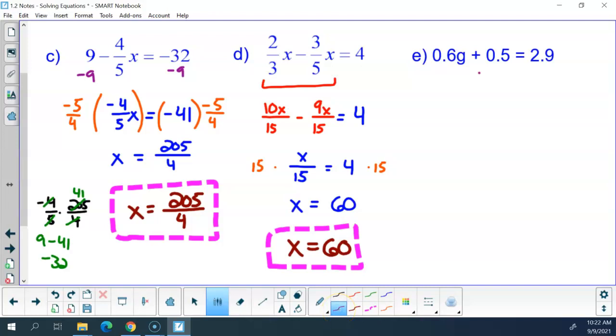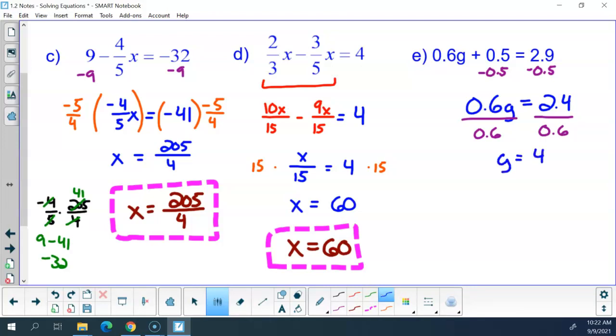Subtract 0.5. Leaves me with 0.6 g equals 2.4. Divide by 0.6. Four. 0.6 times 4 is 2.4. 2.4 plus 0.5 is 2.9.